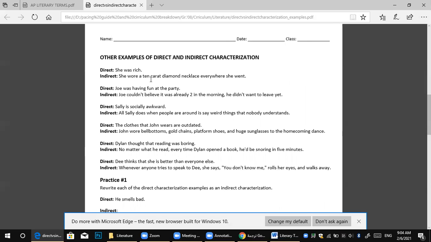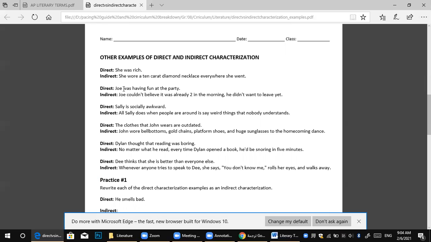But in indirect characterization, he says she wore a 10-carat diamond necklace everywhere she went. That gives you information that reveals she was rich. She wore, past tense of wear. So what does it mean? She was rich.